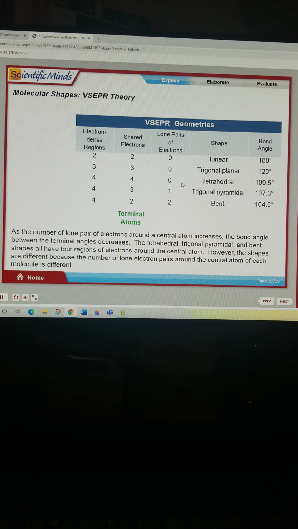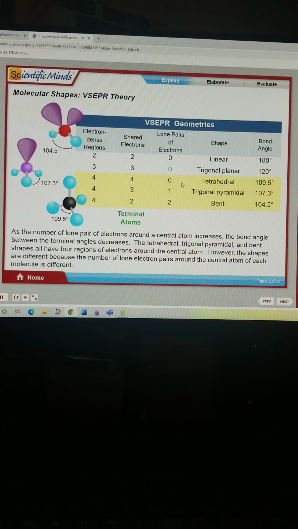As the number of lone pairs of electrons around a central atom increases, the bond angle between the terminal atoms decreases. The tetrahedral, trigonal pyramidal, and bent shapes all have 4 regions of electrons around the central atom. However, the shapes are different because the number of lone electron pairs around the central atom of each molecule is different.